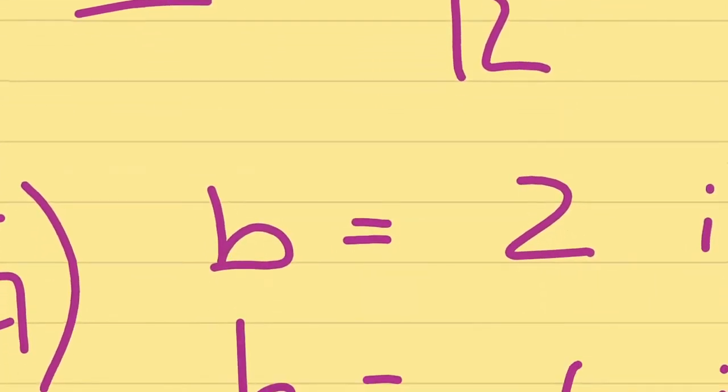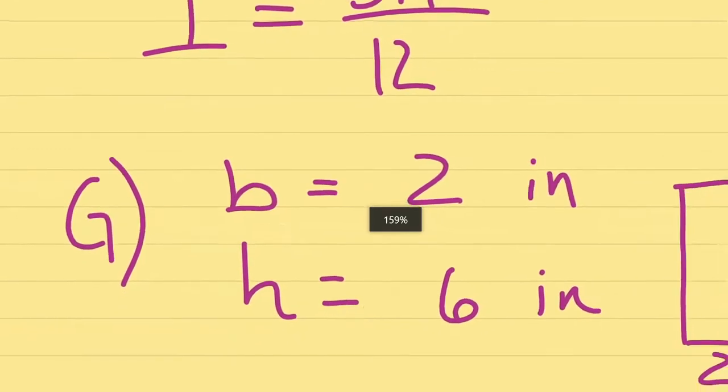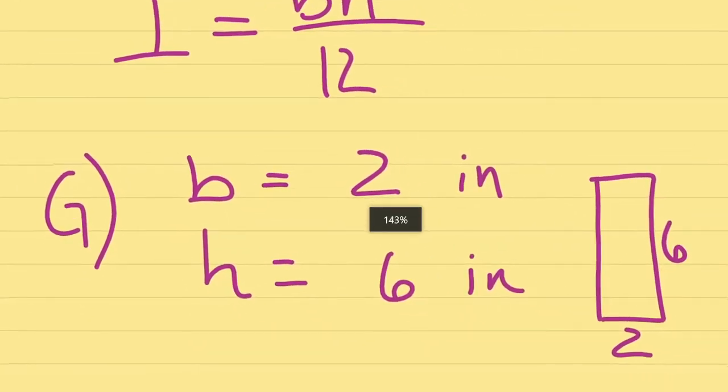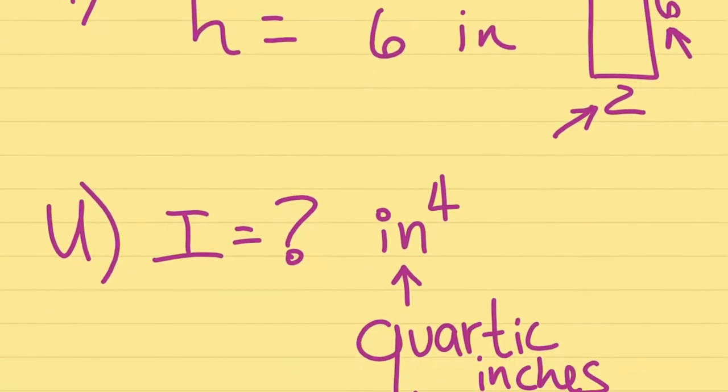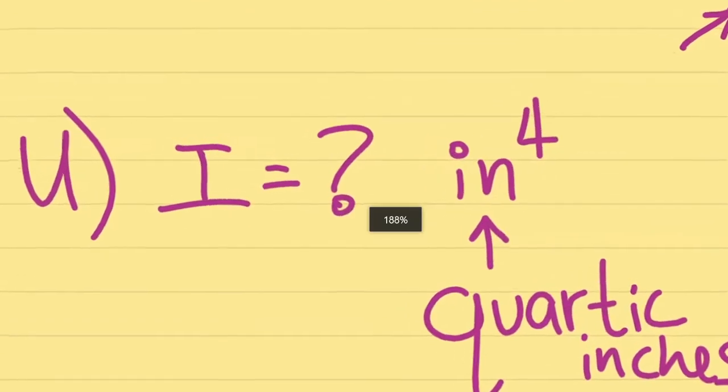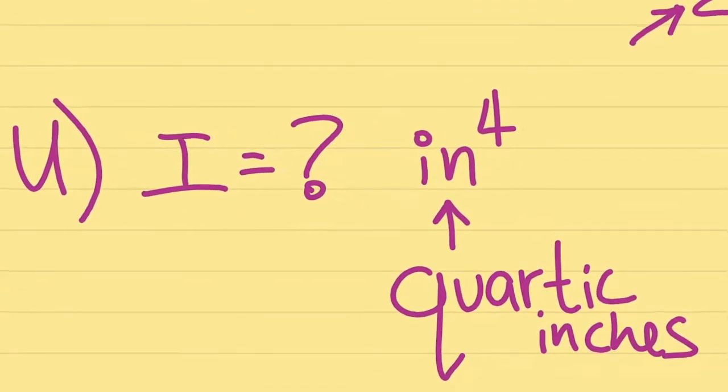Okay, this is what a problem might look like. So here we have a base of 2 inches and a height of 6 inches. So we're talking about a base down here of 2 and a height of 6 right there. And from that, we can go look at how to find inertia. So our inertia is going to be measured in quartic inches, so inches to the fourth power. It's kind of like squared, cubic, quartic, okay?